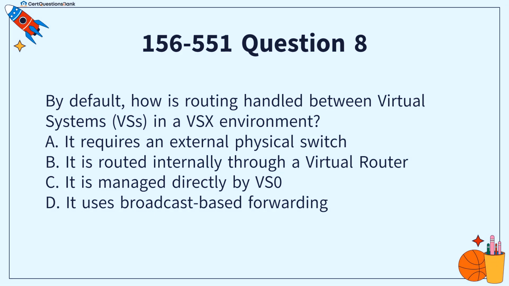By default, how is routing handled between virtual systems, VSs, in a VSX environment? A. It requires an external physical switch. B. It is routed internally through a virtual router. C. It is managed directly by VS0. D. It uses broadcast-based forwarding.